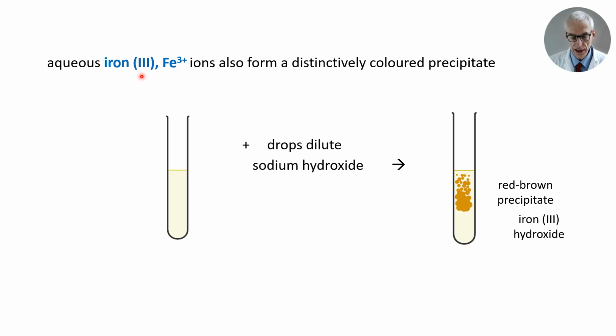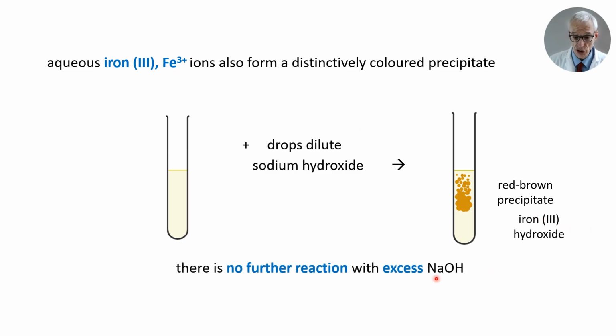We retain the 3 in the name to indicate the charge on the iron. So this is Fe3+, iron 3 hydroxide. As with iron 2 hydroxide, excess sodium hydroxide has no effect. That is, iron 3 hydroxide is insoluble. So both iron 2 and iron 3 hydroxides are insoluble.